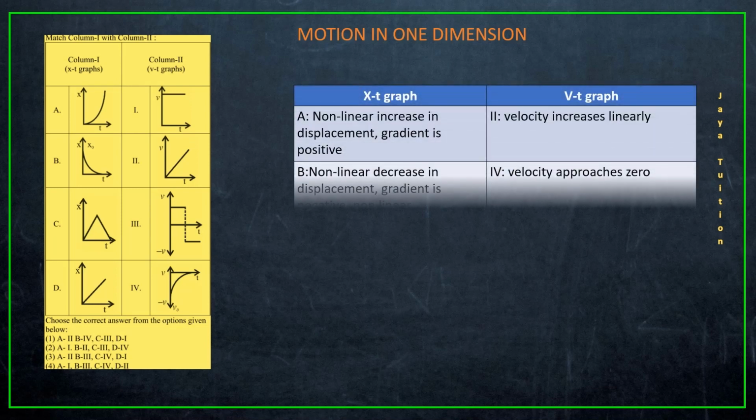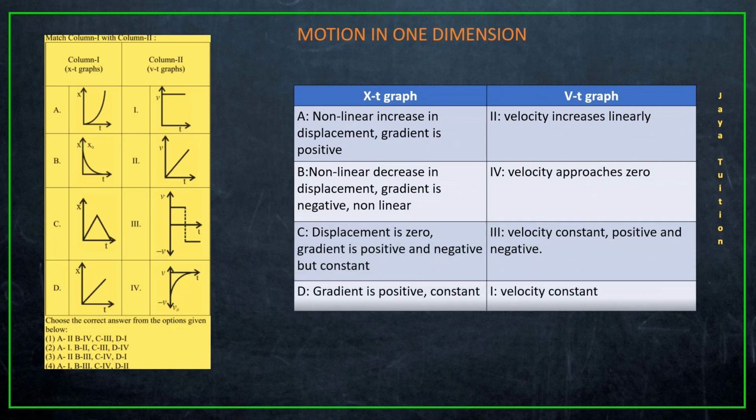For B, the displacement keeps on decreasing non-linearly. Hence, the velocity will approach 0, option number 4. For C, the displacement increases linearly and then decreases linearly. Here, the answer would be velocity is positive as well as negative but constant, option number 3. And for D, the displacement keeps on increasing linearly, therefore the velocity will remain constant. Hence the answer will be option number 1.